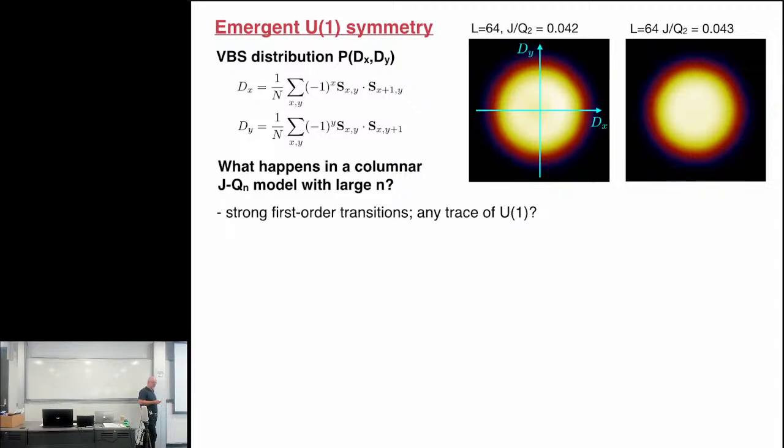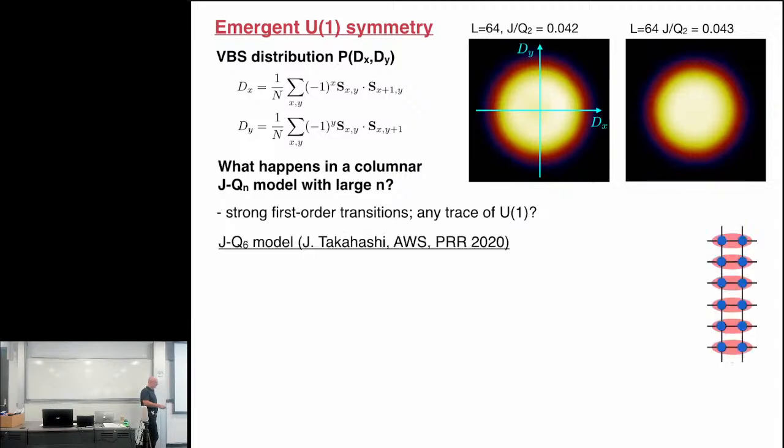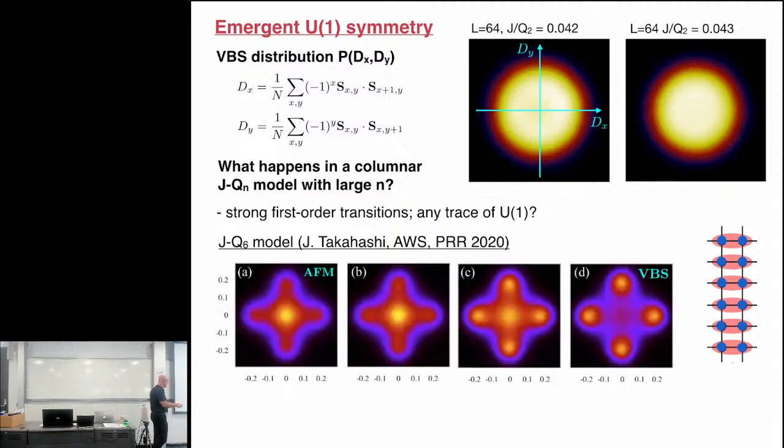So what does the distribution look like then? Now let's look at an extreme case, the JQ6 model. And actually, let's only look at the Q6. No, sorry, not only the Q6. I'm getting ahead of myself. JQ6, so we can extract, again, some transition point.